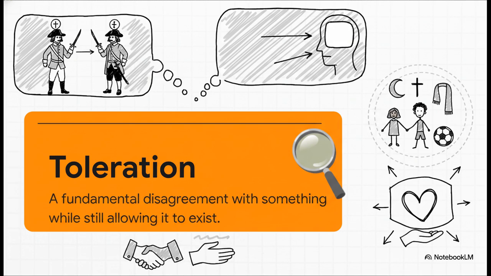And listen, true toleration doesn't mean you have to suddenly embrace everything you disagree with. It's an axiomatic disagreement with something, whether that's another faith, race, sexual orientation, or even just a rival soccer team, while still allowing it to peacefully exist.